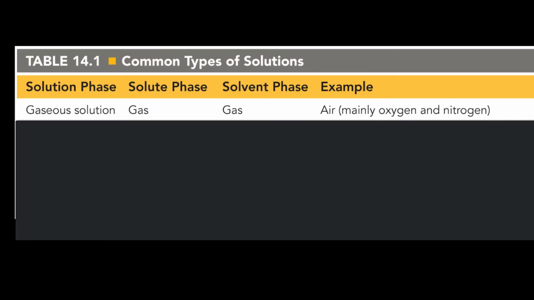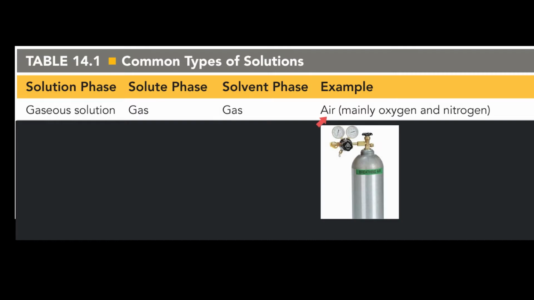So let's take a look at some common solutions. Air is a solution, and a lot of people are like, well, solutions surely have to have liquids in them somewhere. Liquids have to be the solvent. That's not true. Air is a homogeneous mixture, mainly of oxygen and nitrogen, about 21% oxygen, about 78% nitrogen, about 1% argon in dry air. And so this is an example of a gaseous solution.